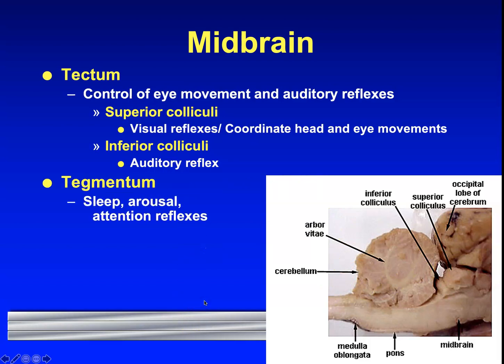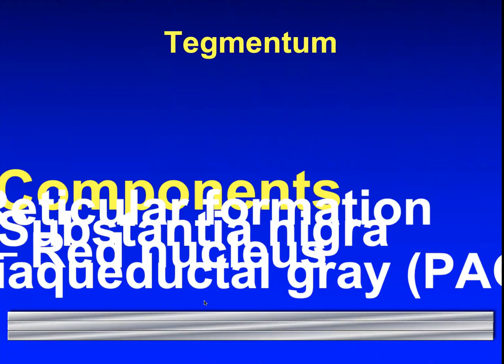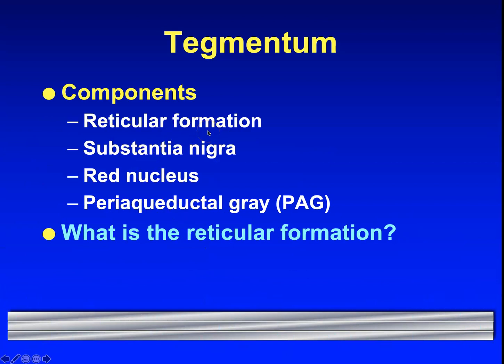The tegmentum, there's a lot more going on. Tegmentum has a lot of functions: sleep, arousal, and attention, and reflexes involved in that. So there's a number of components of the tegmentum. In the tegmentum, we have the reticular formation, substantia nigra, the red nucleus, the periaqueductal gray, and I apologize, I left one out, the VTA, ventral tegmental area. So please write that into your notes after periaqueductal gray, the VTA, and I'll mention that.